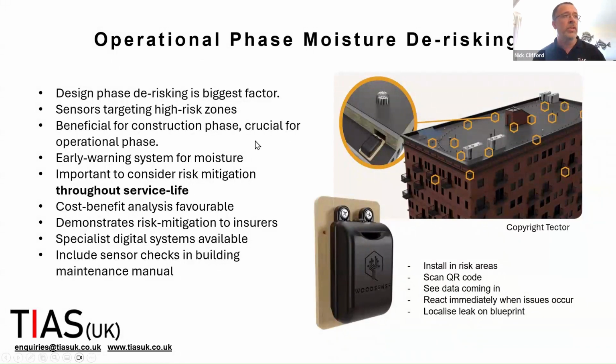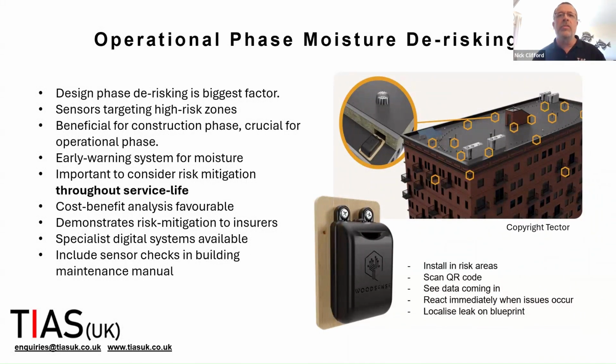They're an early warning system that is very beneficial for the construction phase, but they are crucial for de-risking the building in the operational phase. Just in the normal run of things in the building, you get plumbing leaks or a gutter leak or something like that. You need an early warning system, and these digital sensors are really good at doing that. The Tektor system is very good.